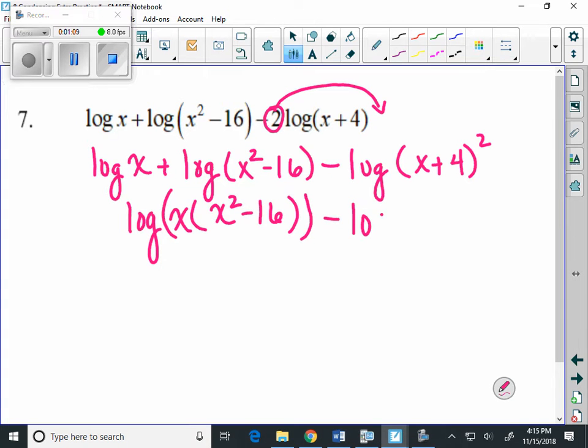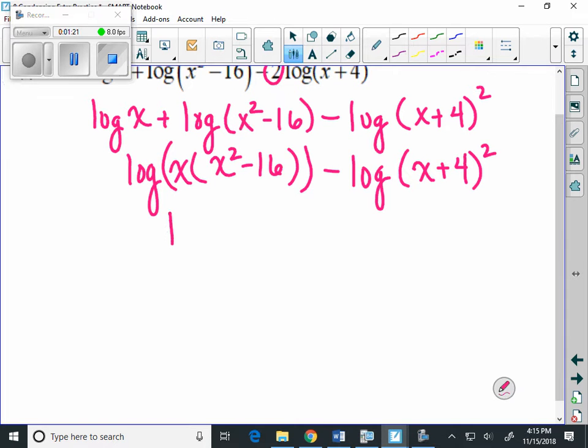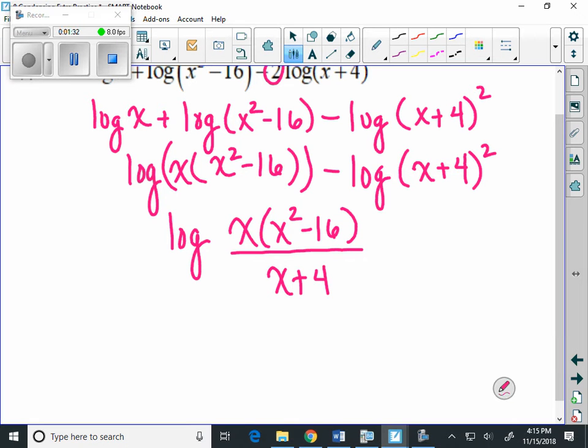And then over here we have log of x plus 4 squared. And we're subtracting, so subtraction means that we're going to use our quotient property of logarithms. And when we subtract, we still are going to have our x times our x squared minus 16. But now we're going to divide by x plus 4 squared. And all of that is our logarithm. So we have this down to one logarithm.